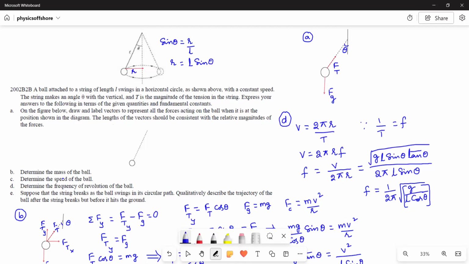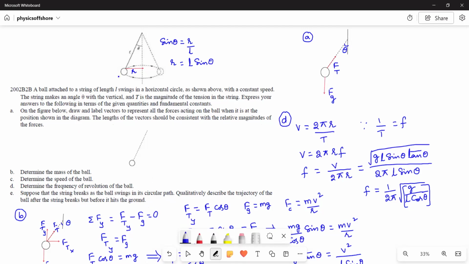B. Determine the mass of the ball. C. Determine the speed of the ball. D. Determine the frequency of revolution of the ball. E. Suppose that the string breaks as the ball swings in its circular path. Qualitatively describe the trajectory of the ball after the string breaks, but before it hits the ground.